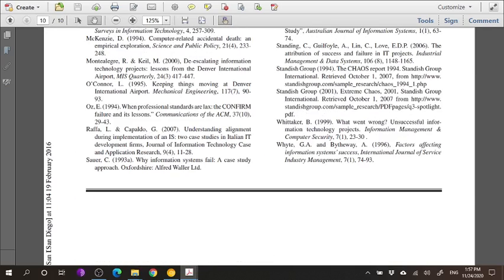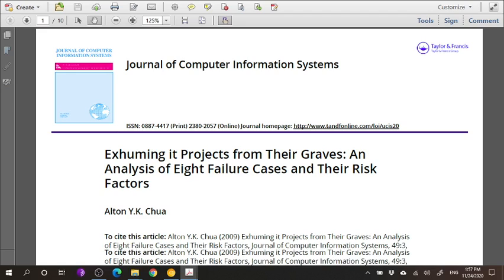So this is pretty much it for this particular case. I would highly recommend that you go through the details of each of these cases to better understand the risk factors that I've talked about.